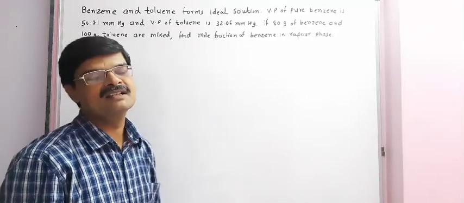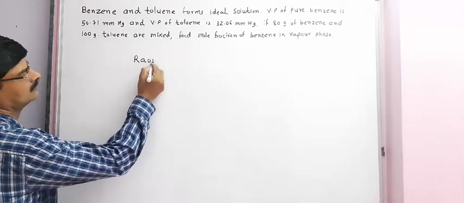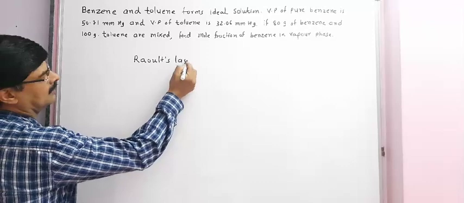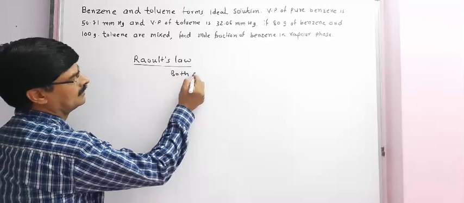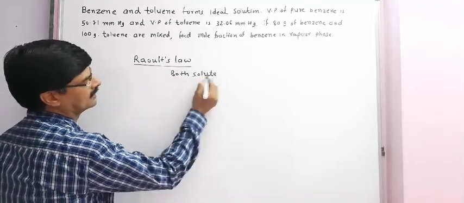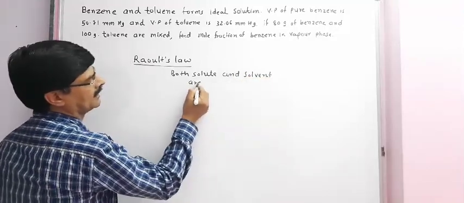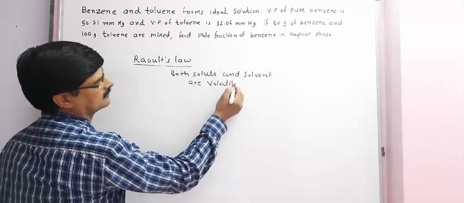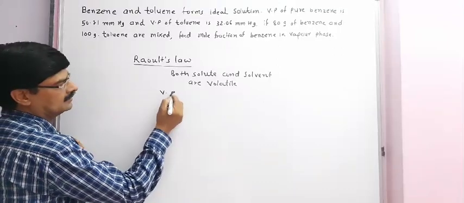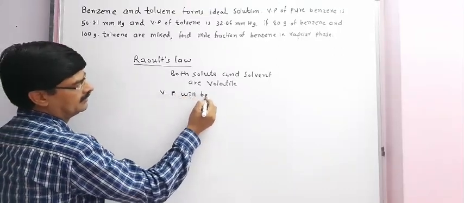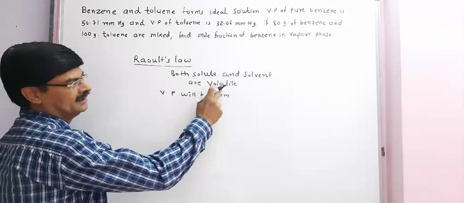In this lecture, we will discuss Raoult's law. First, we will discuss Raoult's law for that solution in which both solute and solvent are volatile. Solute and solvent both are volatile, so vapor pressure will be from both solute as well as solvent because both are volatile.